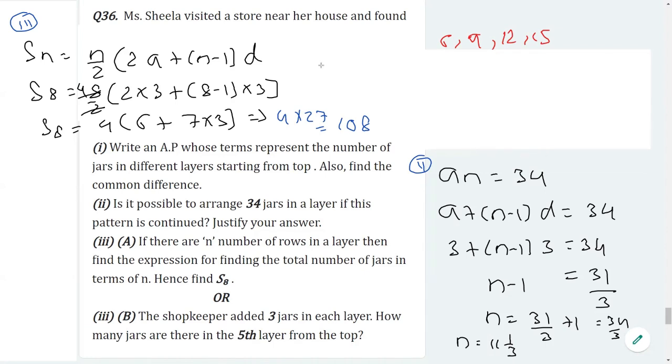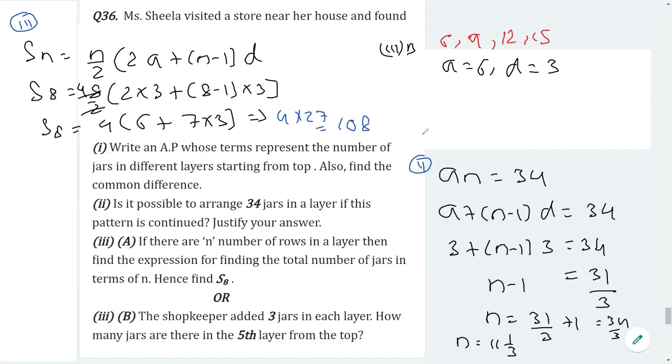So now this is again an AP, and we are doing the third part B. We can see that A, the first term, is clearly 6, and D, the common difference, is 3 here.